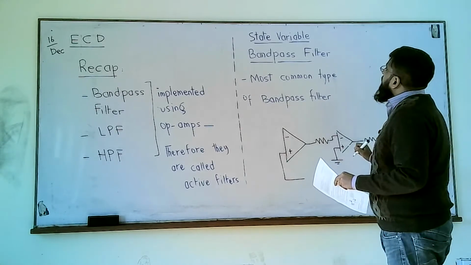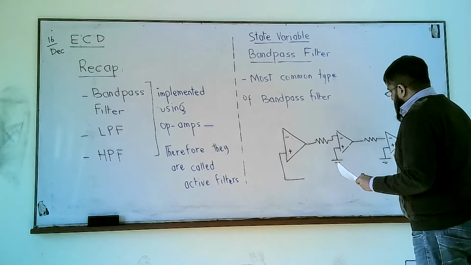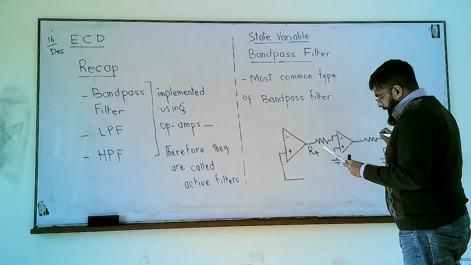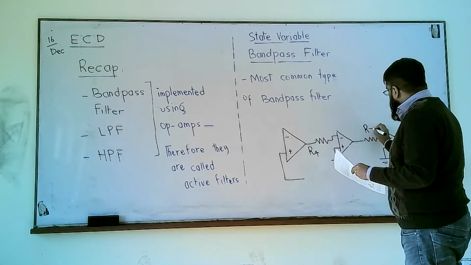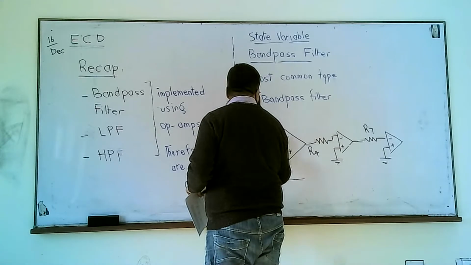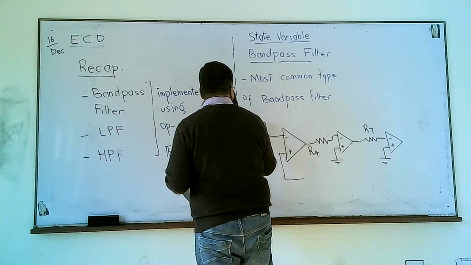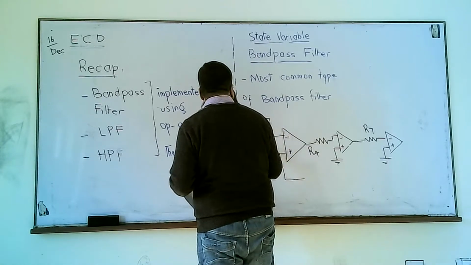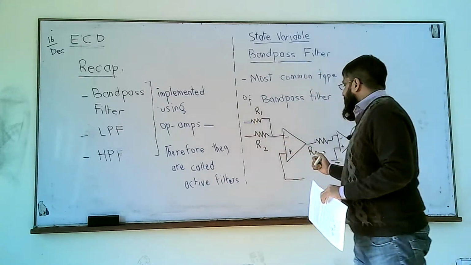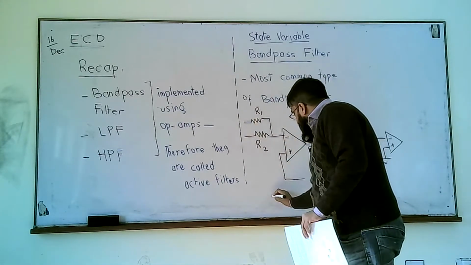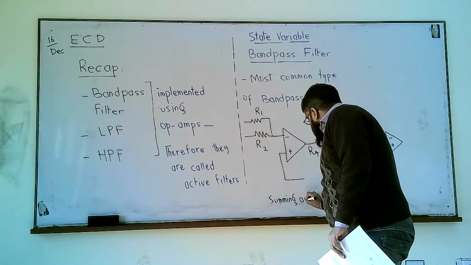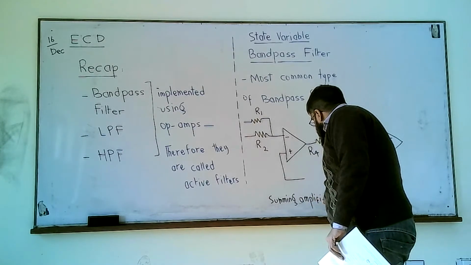So this state variable band pass filter is the most widely used type of band pass filter. We have one summing amplifier. We have already studied what a summing amplifier is. We have 2 resistors R1 and R2 connected on the non-inverting input of the first amplifier, and this amplifier is a summing amplifier.